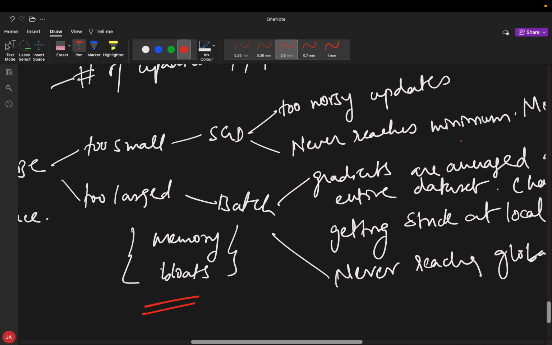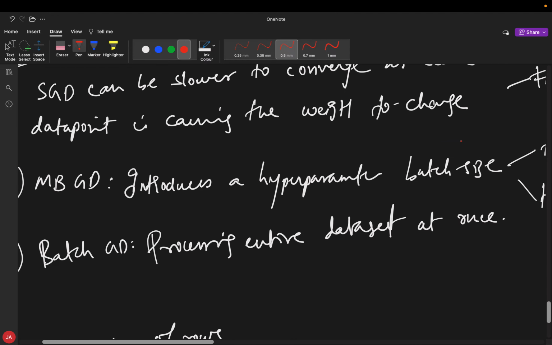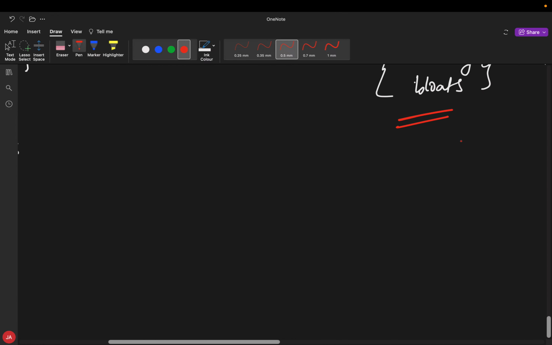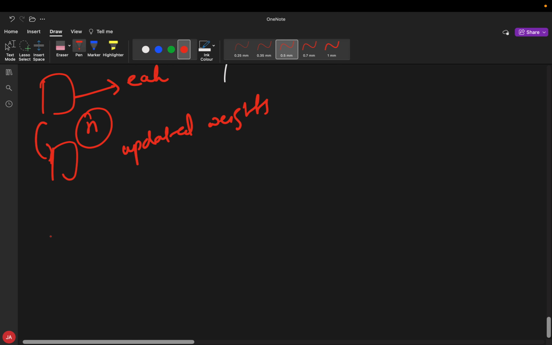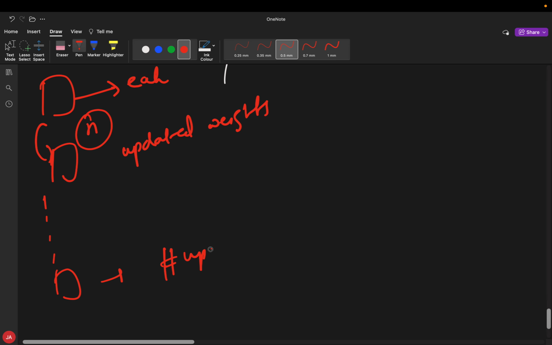So instead of using batch gradient descent, I use mini batch gradient descent, where I divide my entire data set into n batches, and each batch updates my weights, so the next batch will get the updated weights, and this goes on across the n batches. So my number of updates will be n, the number of batches.